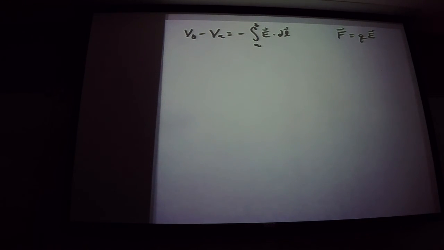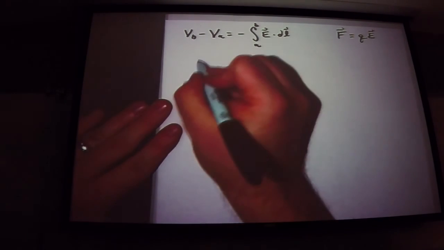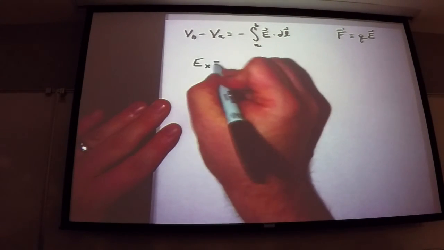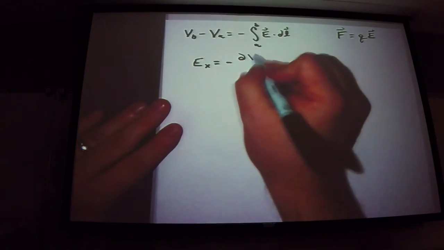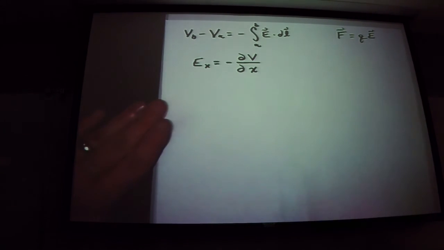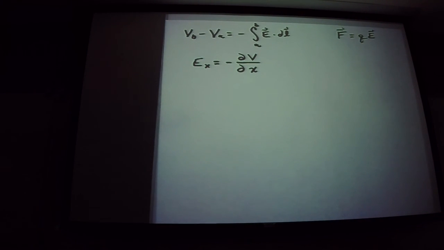We also have the other form of it, where the electric field in the x direction is equal to minus the partial derivative of the voltage with respect to x. If you have to use this particular equation, I will only have x dependence. That way you could turn the partial derivative into a regular derivative, and everybody knows how to deal with that. That's Calc 1. So now let's tackle this conceptually here.